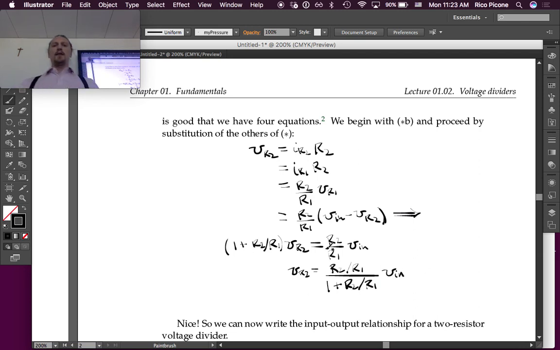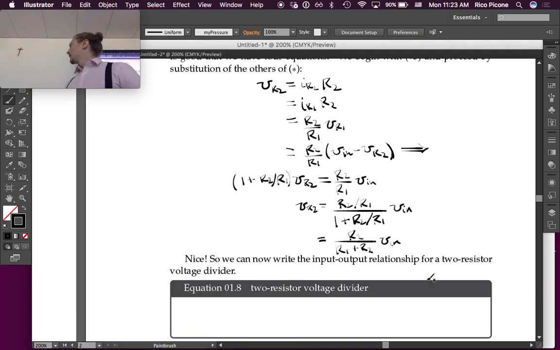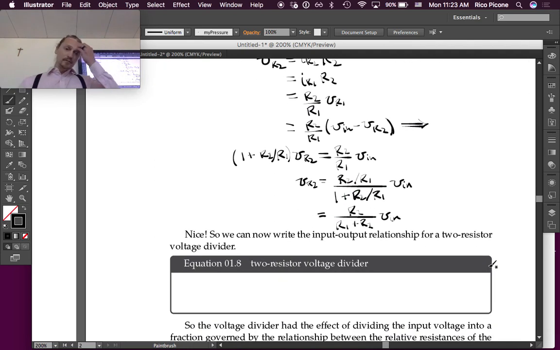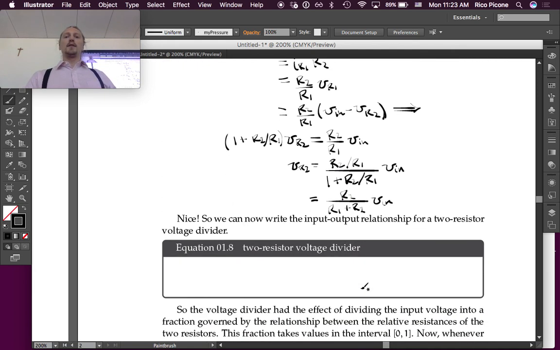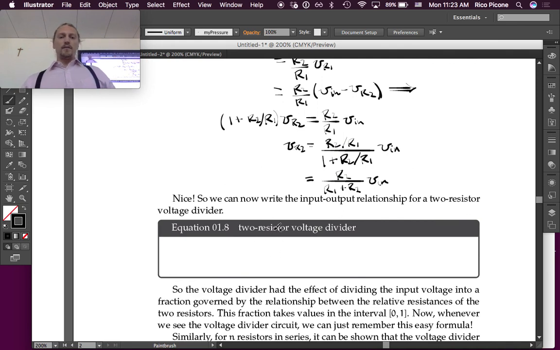We can simplify this by dropping R1 into the denominator and multiplying it through, which gives us R2 over R1 plus R2, because the R1's cancel in the second term, times Vin. It's a pretty simple expression when you get down to it. So we can write the input-output relationship for a 2-resistor voltage divider. So we've got that Vout is equal to VR2, and we just solve for VR2. So we've got it.